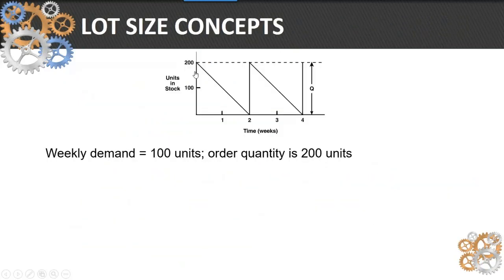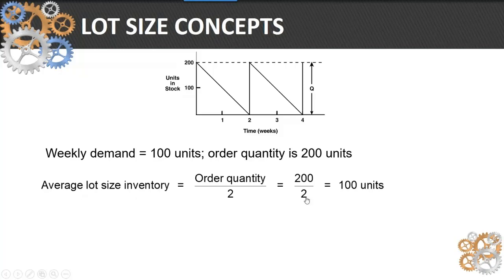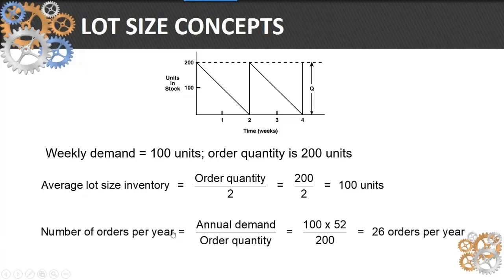If you look at the lot size, as we go back to our sawtooth curve, where we're depleting inventory and then replenishing inventory based on that order quantity. In this case, the weekly demand is 100 units and the order quantity is 200. Average lot size would then be 100 units, because we're maintaining an average of 100 units, and the number of times that we're going to order would be 26 periods per year.